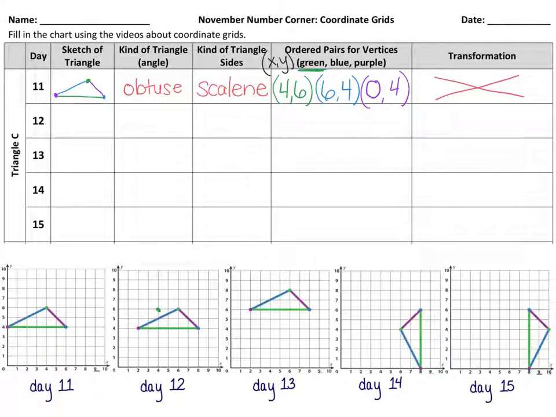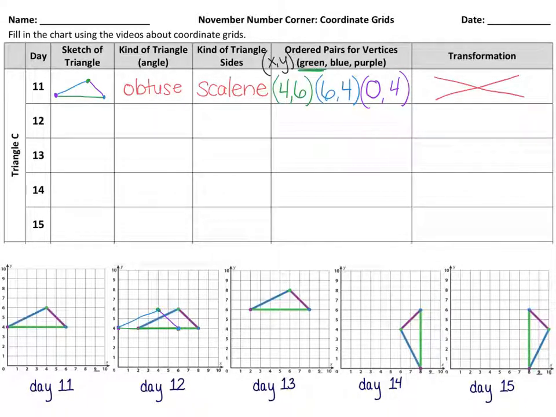Then my blue ordered pair was at 6, 4. I'm going to start at 6 and go up 4. The blue ordered pair was at 6, 4. And the purple ordered pair was at 0, 4. Now I'm going to connect my lines.